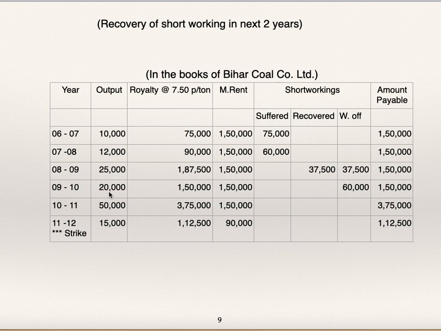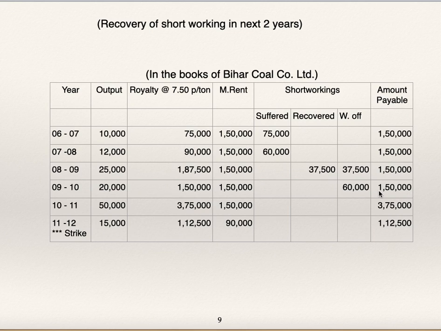Next year 9-10, 20,000 into 7.50 royalty, 1,50,000, minimum rent 1,50,000. So he has not suffered anything. He cannot recover anything. Difference is nil. Amount to be written off is 60,000 because in the year 7-8 he has suffered 60,000, which he can recover either in 8-9 or in 9-10 because it is to be recovered in next 2 years. If he cannot recover it in next 2 years, then it is to be written off. So entire amount of 60,000 is to be written off.